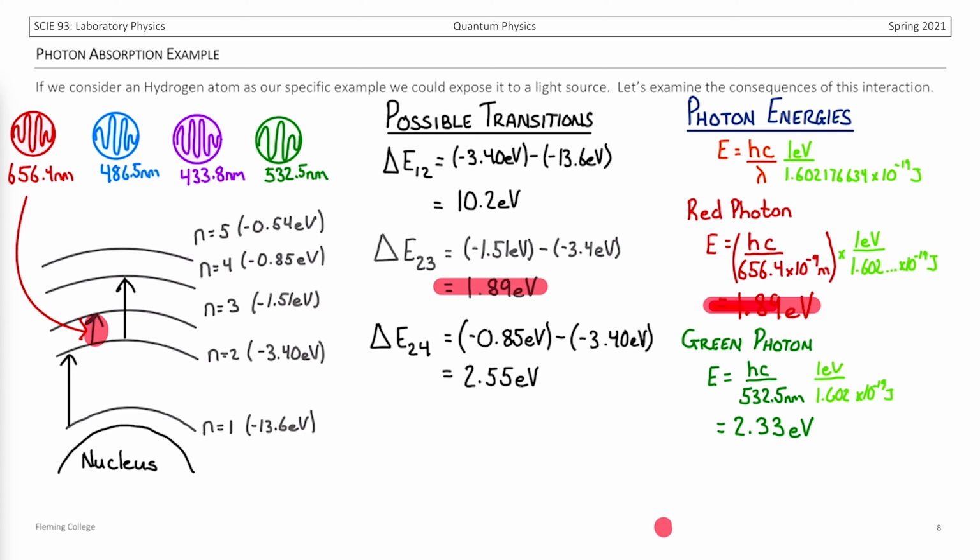And this is the important part of quantum physics. If a photon comes near an atom and it does not carry exactly the amount of energy that would cause one of the electron transitions, it won't interact with any of those electrons. It will continue and just pass right by.